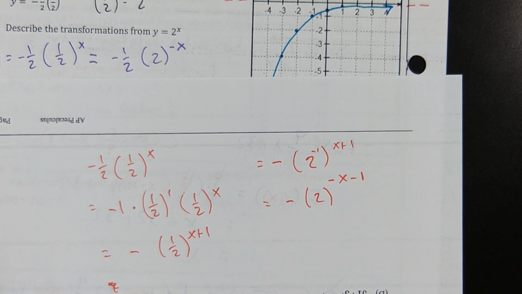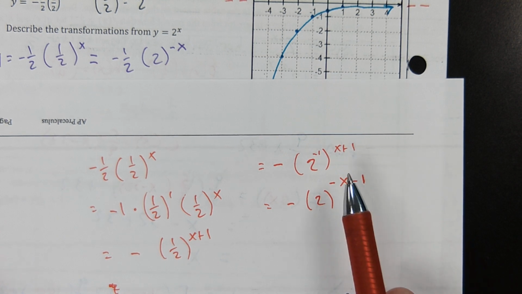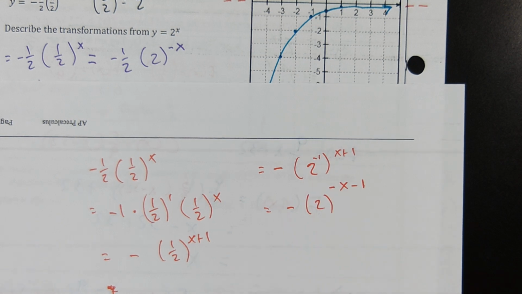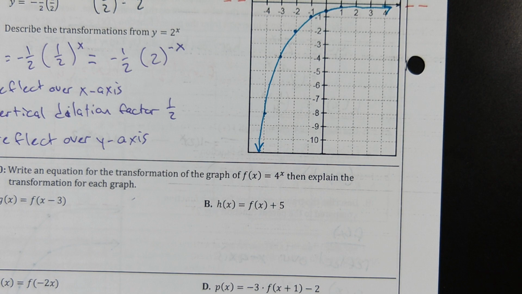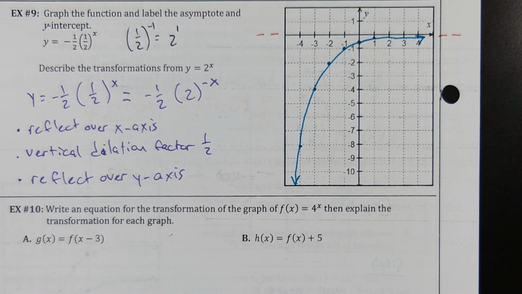So what does this say? This says shift right 1, reflect over y-axis, reflect over x-axis. That's what I did. And that's not wrong. That's also correct. You can do that as well. I was just thinking of it as like the normal function. Mhm. How I see it.